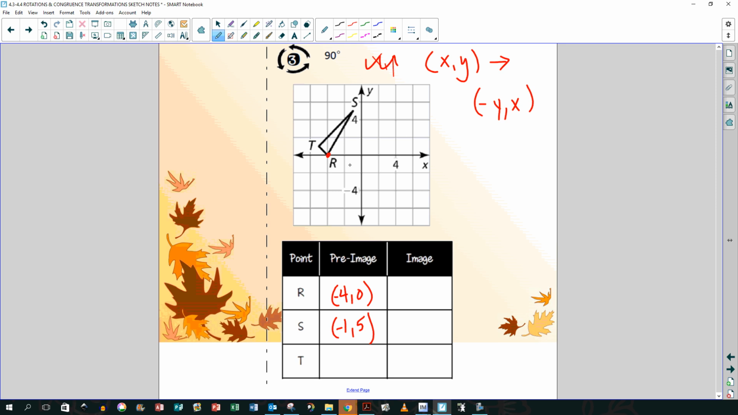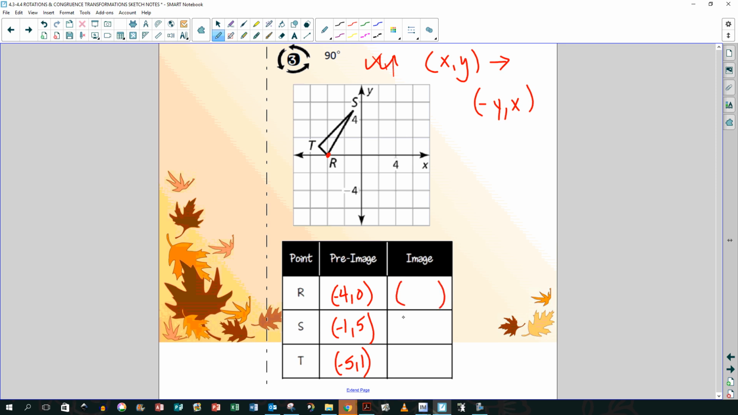So make sure I got that right. That's 2, that's 1, 5, okay. And T is at, it looks like, 2, 4, -5, 1. So -5, 1. All right. So now they're going to trade places.